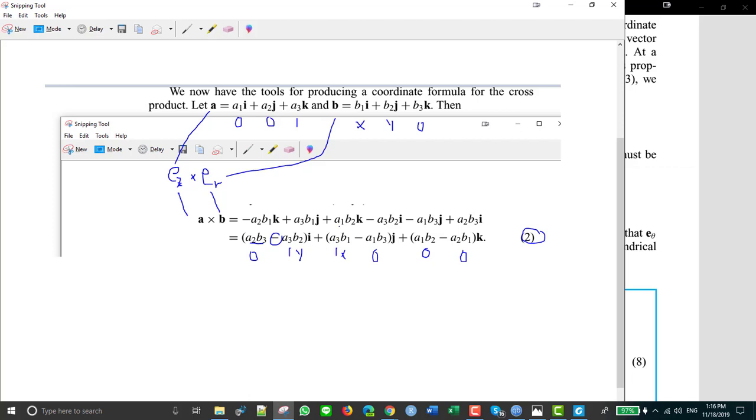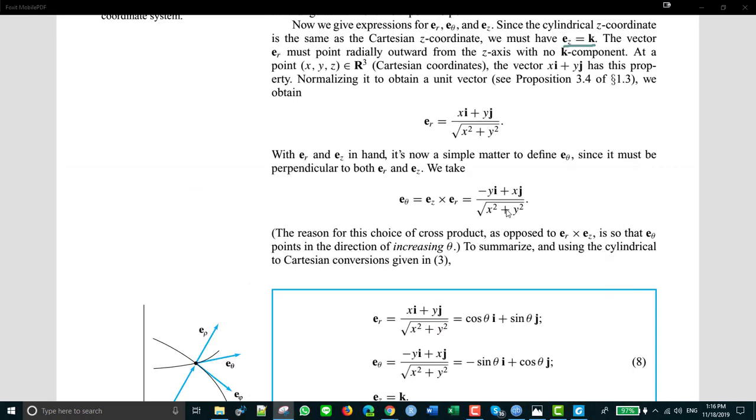And then A3 is 1 and B1 is x, so it's going to be 1x. The rest of these are going to be 0. So we end up with minus y plus x, and then this is on the bottom. Okay, so now we have an expression for not just EZ and ER, but also E theta.